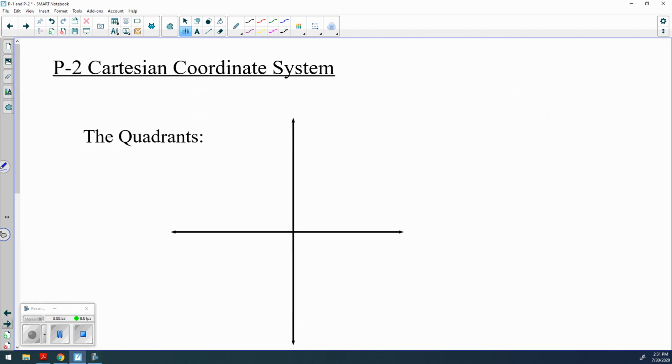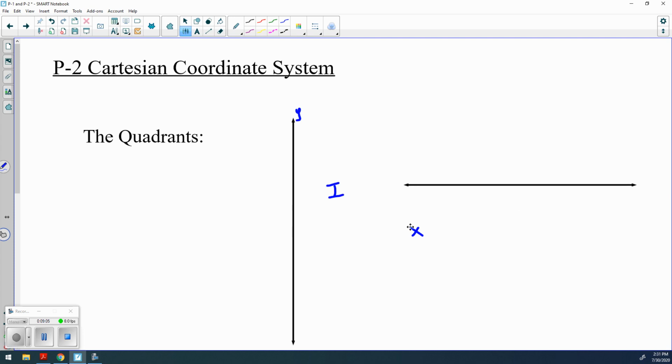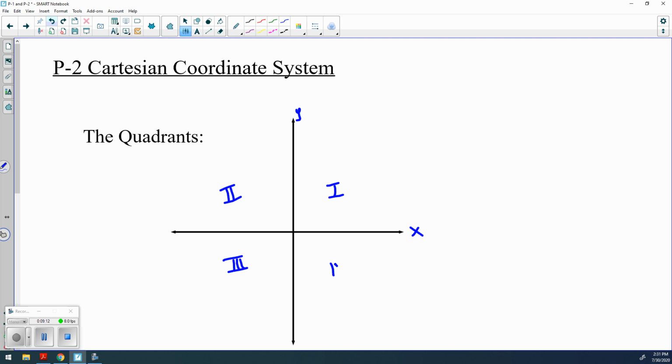All right, so turn your paper over and let's talk about the Cartesian coordinate system. Remember, the horizontal axis is x, the vertical axis is y. This is quadrant 1. Whoa, that was weird. My sleeve got in it. This is quadrant 2. This is quadrant 3. This is quadrant 4.